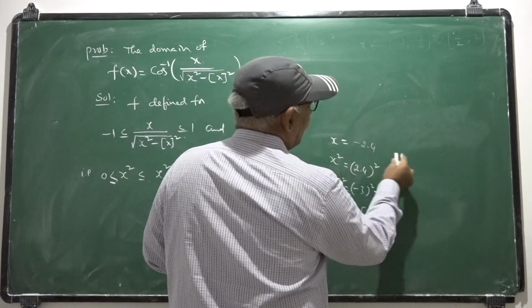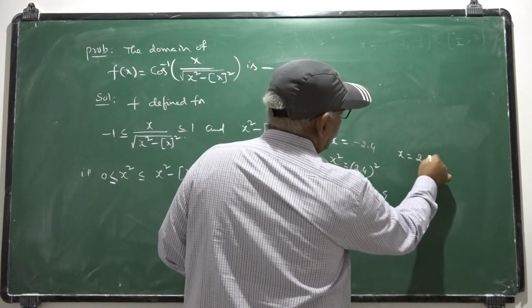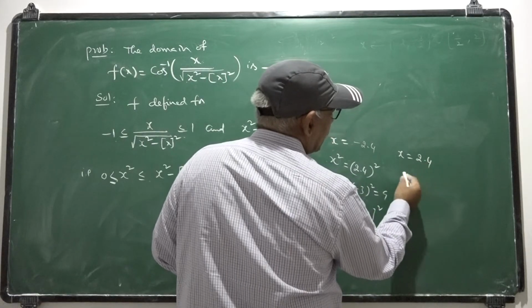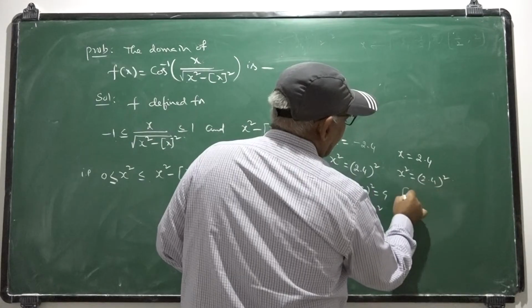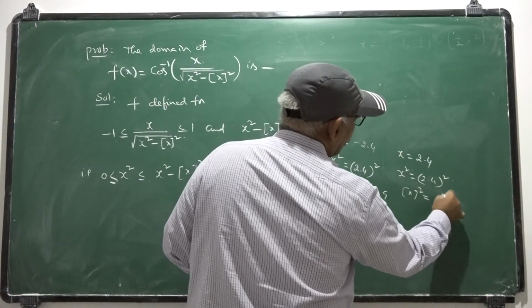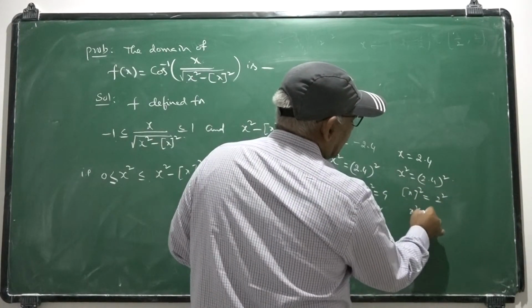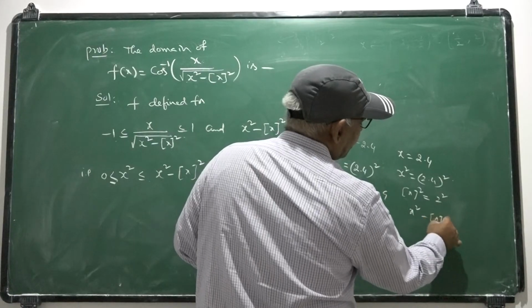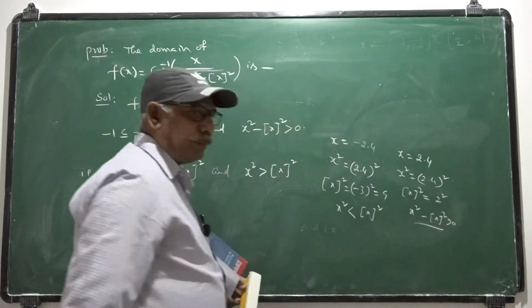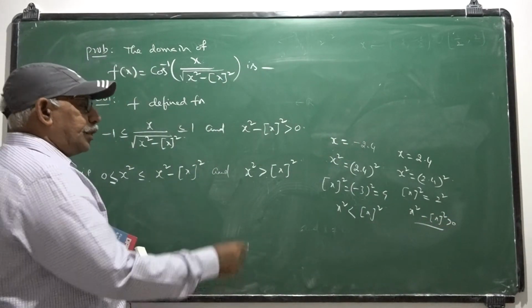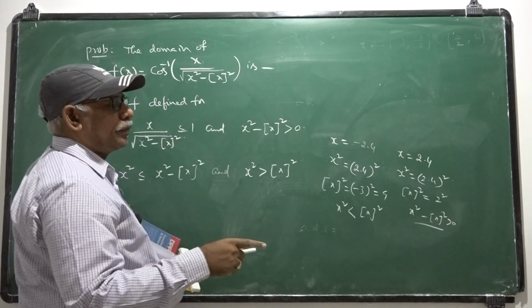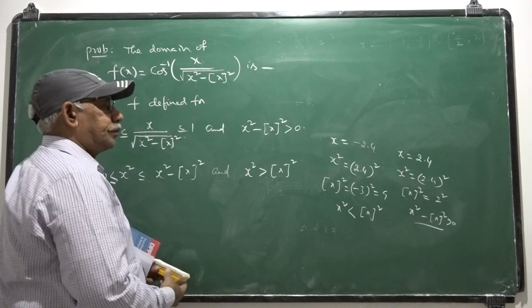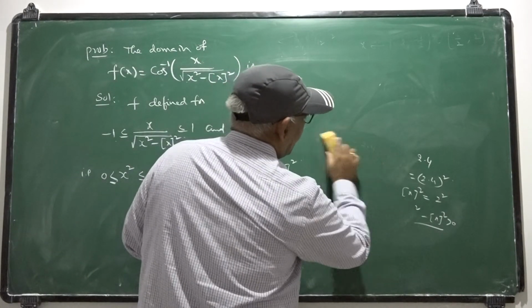Whereas once x takes a positive value, a positive real other than integer, x square is certainly 2.4 whole square and step x whole square is 2 square only. Hence in such case x square minus step x whole square is positive. So this is possible whenever x is not an integer and positive real only. Okay.